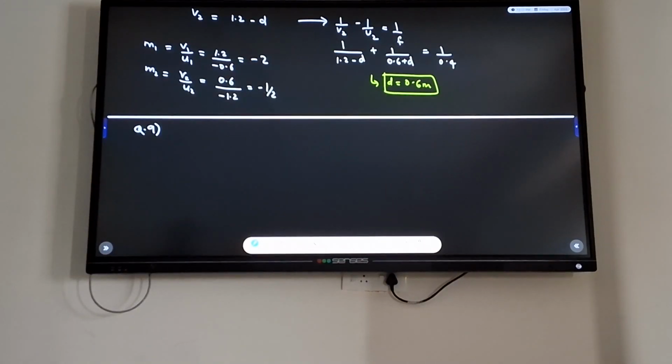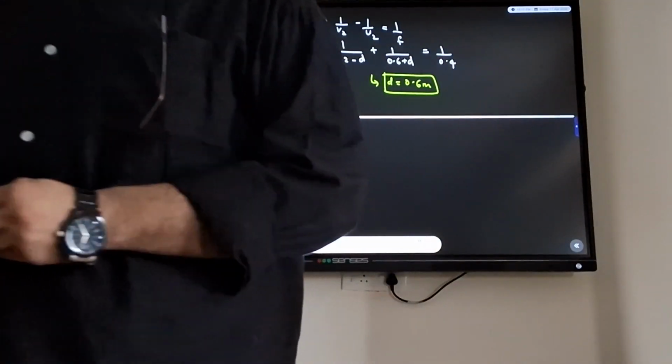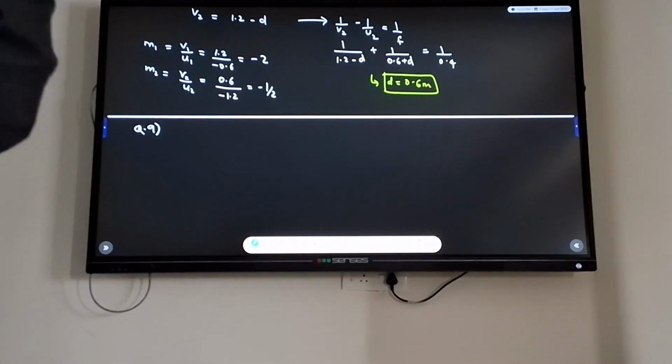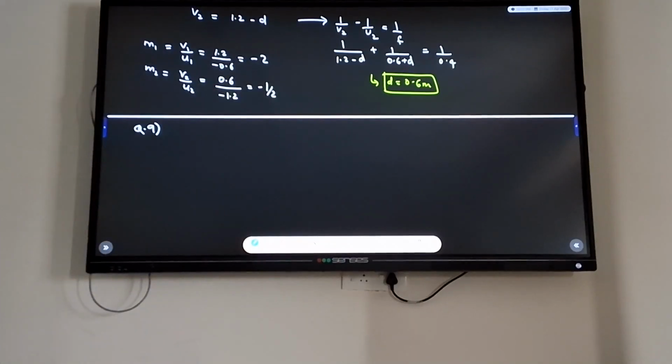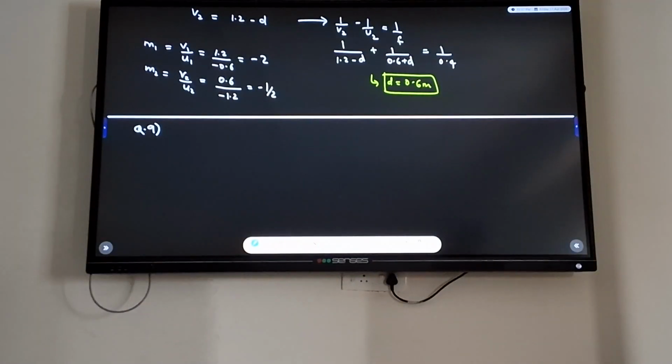Incorrect. Sir, 2.5. So 0.3. 2.5 what? Meter? No, diopter. Diopter is correct. 2.5 diopter means focal length is 0.4 meter. Yes, correct. Anybody else? Correct.